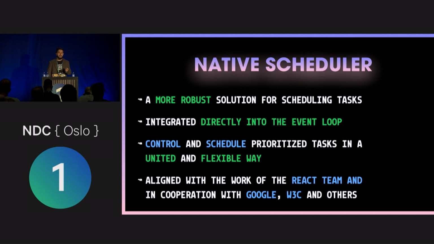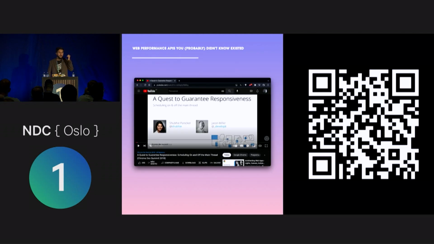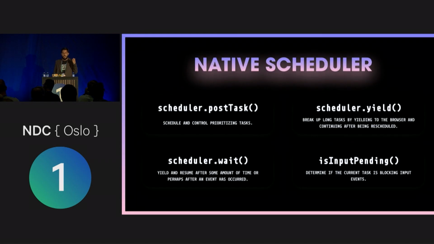And the good thing is also that this is really, really well aligned with the work that the React core team has been doing. They are even part of the discussions, and not only React, but Polymer teams, some teams at Google and Chrome, and the whole web standards community. They're all working together on that. There's a really good talk, by the way, about this whole topic and doing both on and off main thread loading. This new API is kind of an umbrella of APIs.